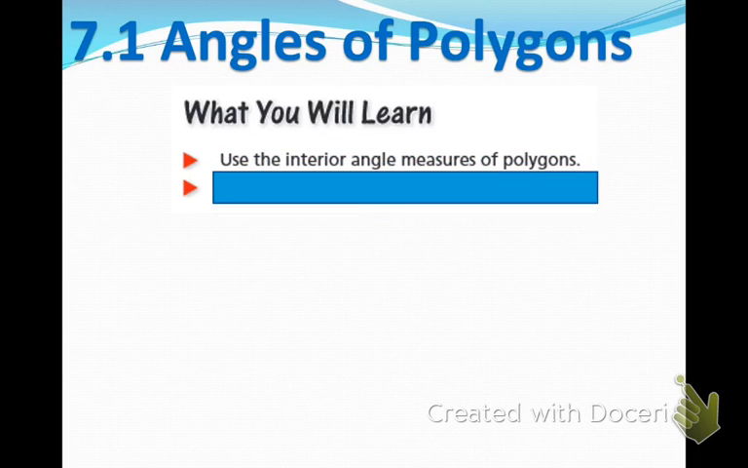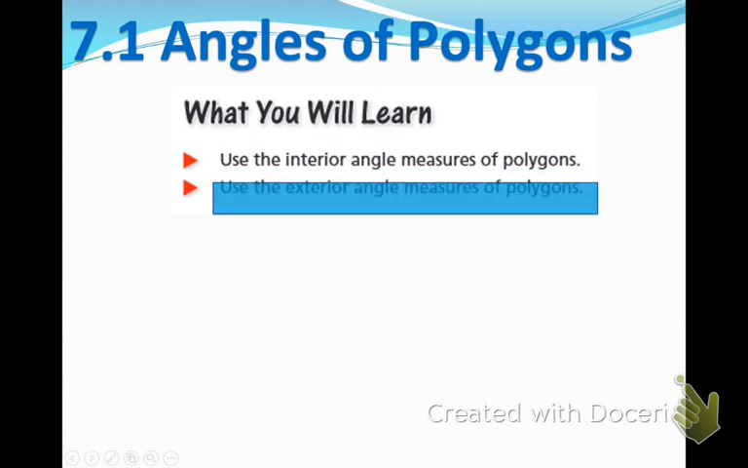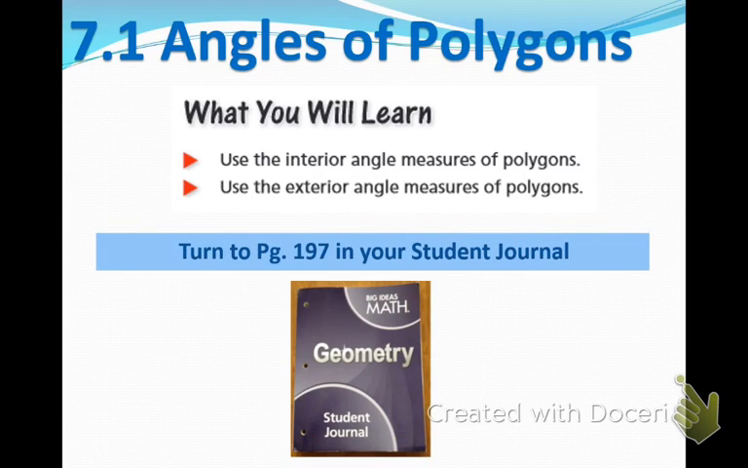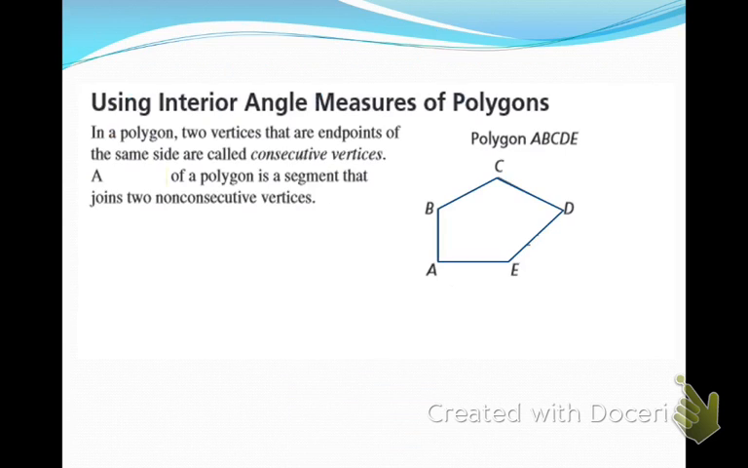So today we're going to learn about interior angles. Tomorrow you're going to learn about exterior angles. But we're going to start on page 197 of your student journal. So page 197. Are we supposed to label these shapes that we wrote? No, we're going to actually do something with them in a few minutes.